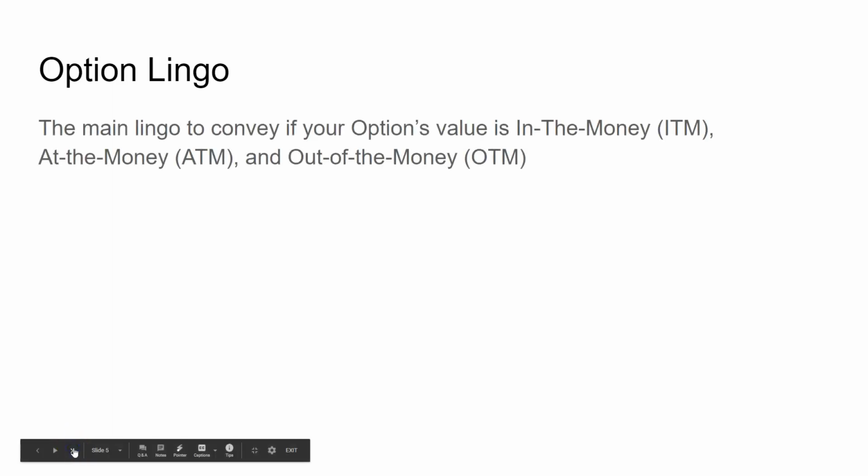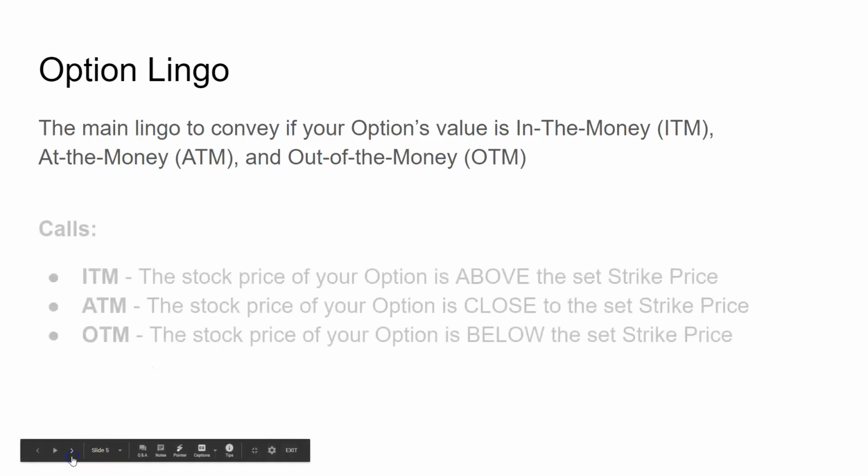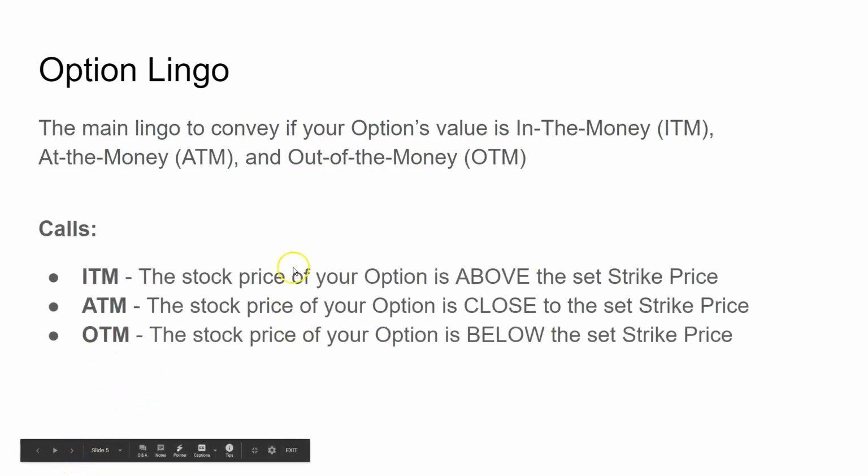Now, before I go any further, I'm going to be throwing out a few option lingos. The main thing that you need to know is how to convey the value of your option, and that is in the money, at the money, or out of the money. So for calls, in the money, your option is above the set strike price. At the money, the stock price of your option is close to your strike price. And out of the money, it is below your strike price.